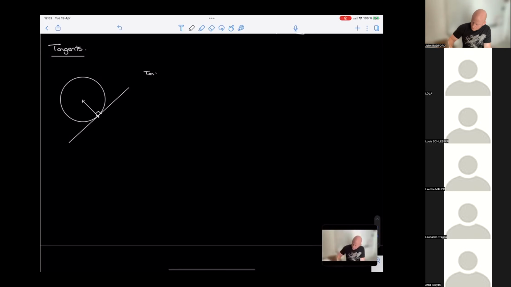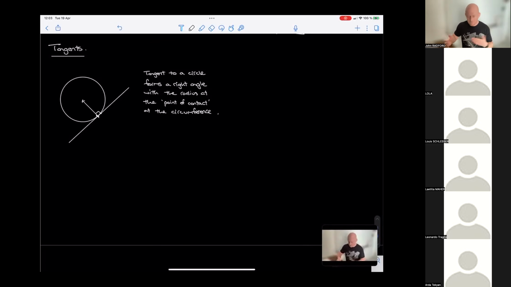The tangent to a circle forms a right angle with the radius at the point of contact, at the circumference. Does that make sense? Hopefully. Pretty easy theorem, right?